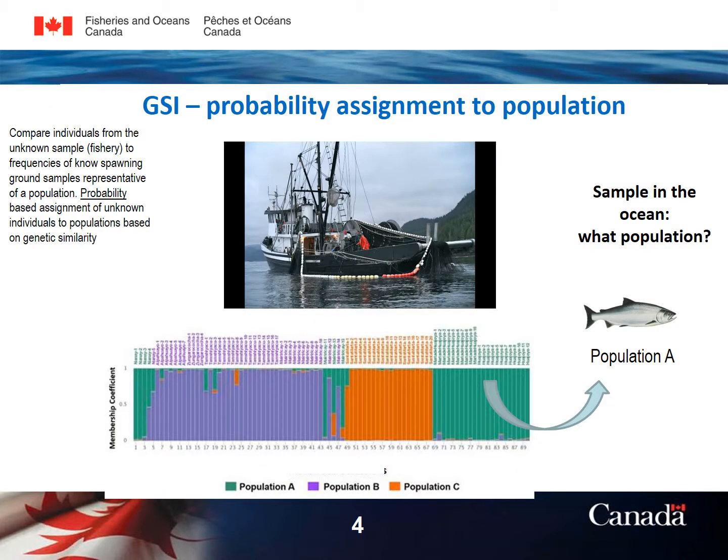GSI, or genetic stock identification, compares individuals from an unknown sample, say from a fishery, to frequencies of known spawning ground samples representative of a population. Here we have three different colors representing three different populations in our baseline. A probability-based assignment of the unknown individuals to the baseline of known populations is based on the degree of genetic similarity.